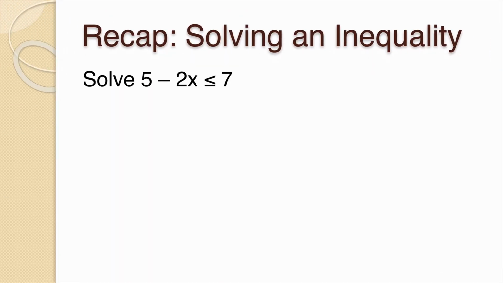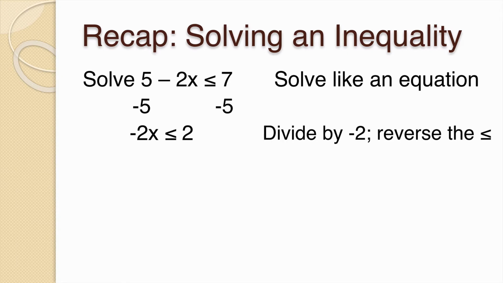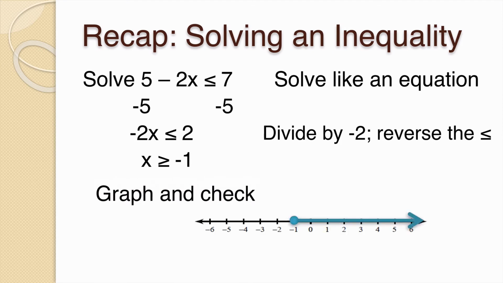So look at an example here. If I'm solving this inequality, I'm going to solve it just like an equation. So it means I'm going to subtract 5 from both sides. But now I have negative 2x is less than 2. I want to divide by negative 2, but that means I need to reverse the inequality. Okay, remember to graph it and check it.